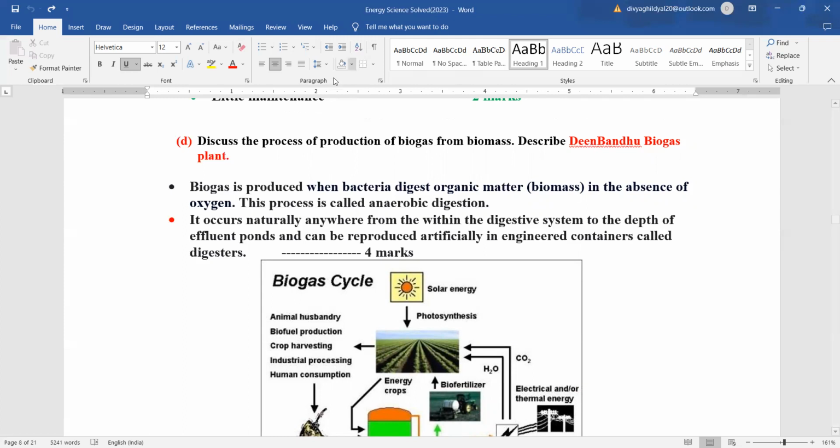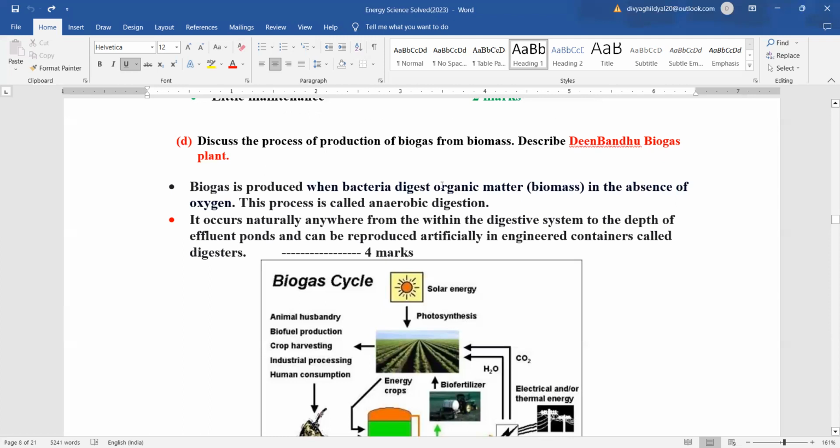Let us see. Now, discuss the process of production of biogas from biomass. So, this is a 10-mark question. 2 or 3 marks will be for the first part, and the remaining 7 or 8 marks will be for the Deen Bandhu biogas plant. First, what is a biogas plant?